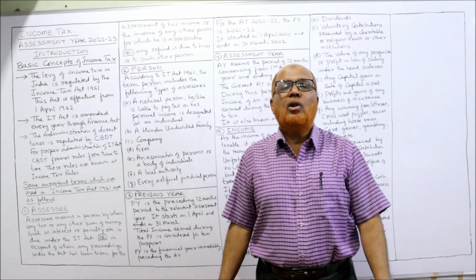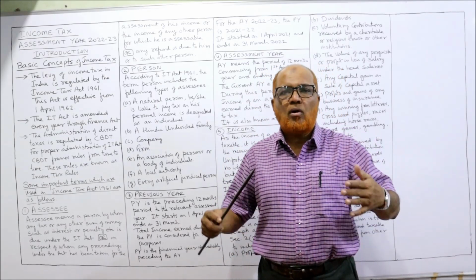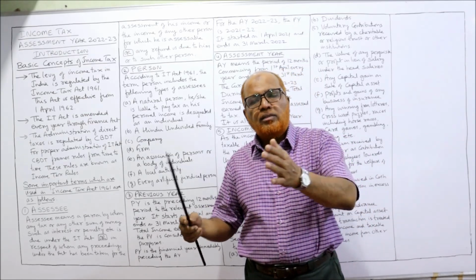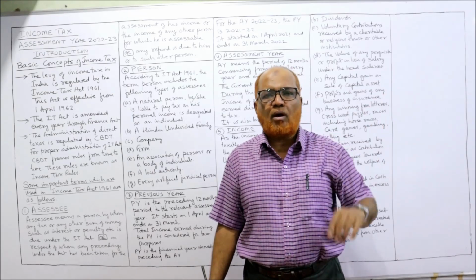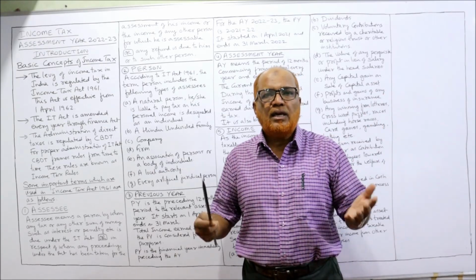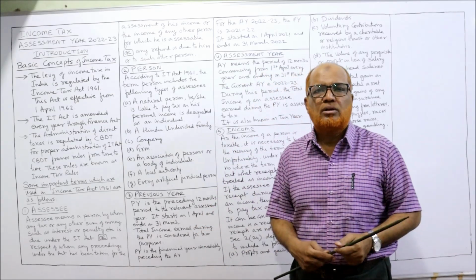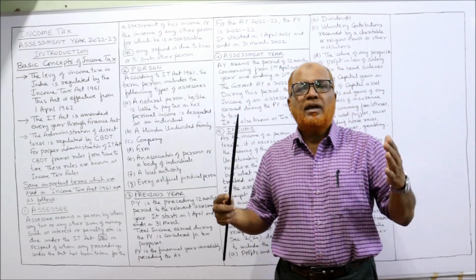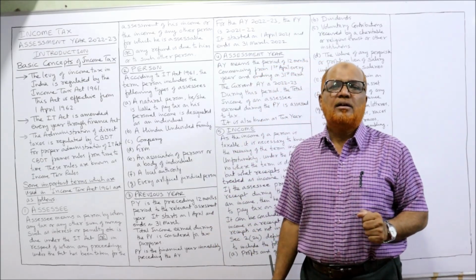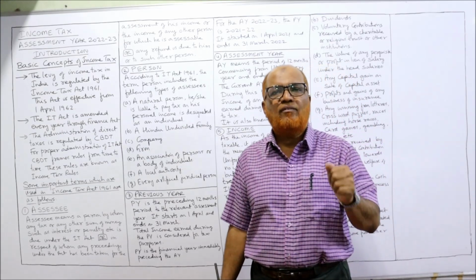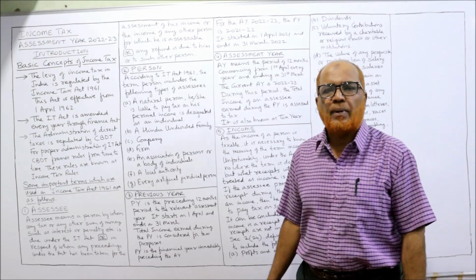Every year, lot of amendments will be made, changes will be made, because the income tax depends on the income of the people. So do you think that the income of the people will remain constant every year? No, the income will change, the conditions will change, the situation will change. So accordingly, Income Tax Act has to be amended every year. So this amendment will be done in the Finance Act, which is passed every year in the parliament.